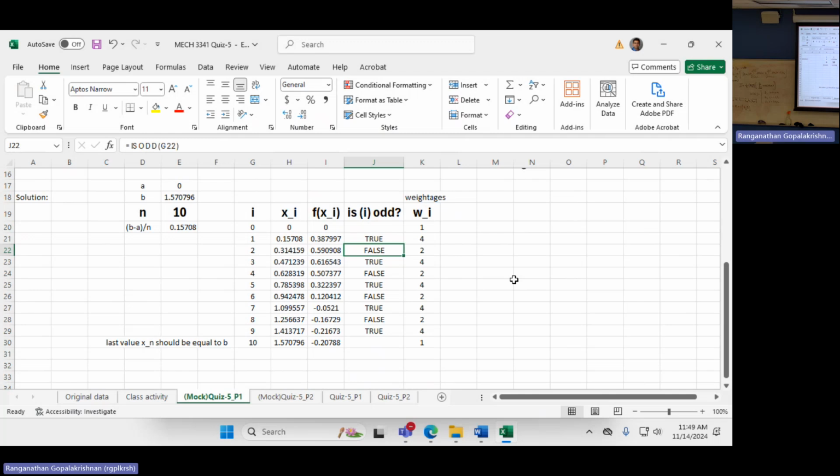So then you basically need to do the weightages column. Show f of xi, exponent of minus x. Oh, you want to see the function.